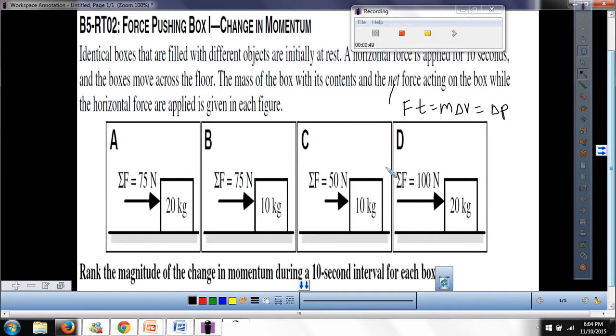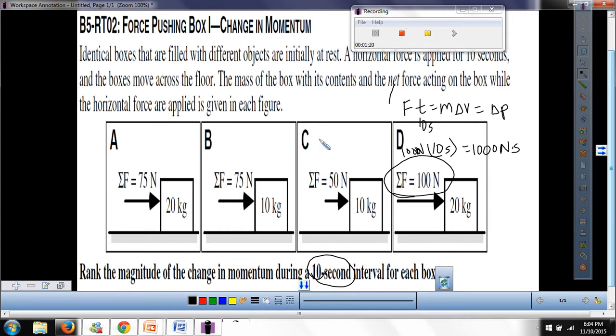So I just need to look at my force acting on my object. Okay, so it's going to be a 10-second interval. So that's going to be 10 seconds for everybody, but the force is going to change. So the one that's going to experience the greatest change in momentum is going to be created by the greatest net force. So 10 seconds times 100 newtons is 1,000 newton seconds.